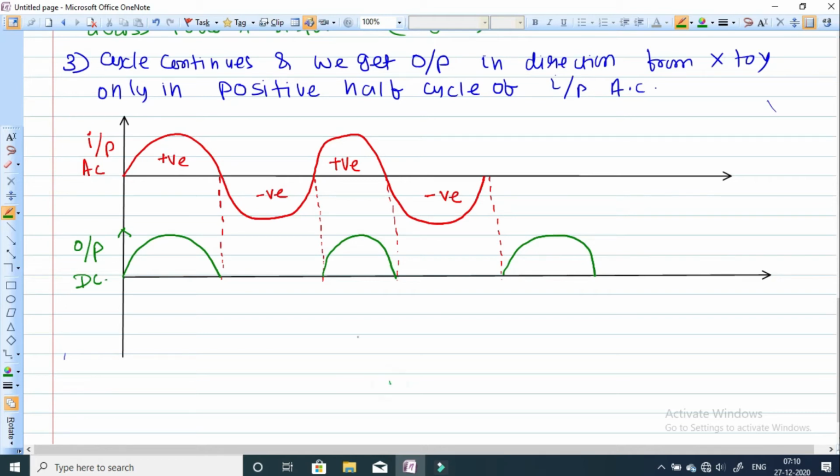The output voltage is basically equal to V naught, it will be basically I naught. If suppose the load current is IL or I naught, the maximum value I'm taking, I naught divided by pi into RL. This is the average value of output voltage. So this is the working of the half wave rectifier.